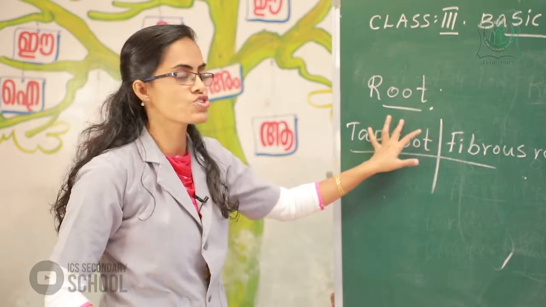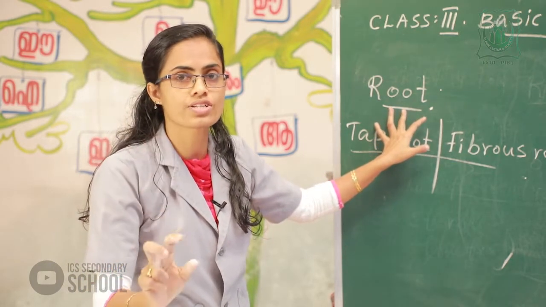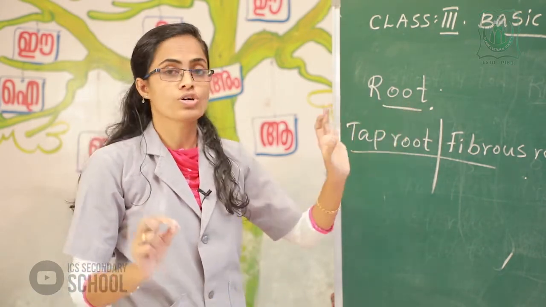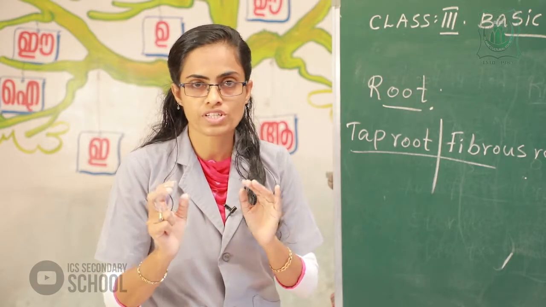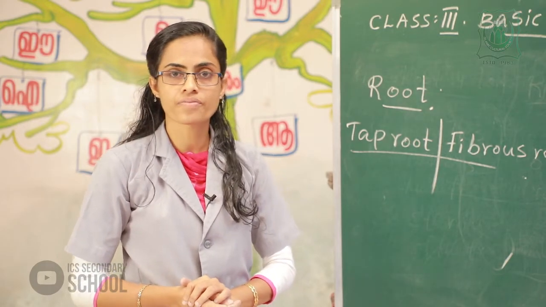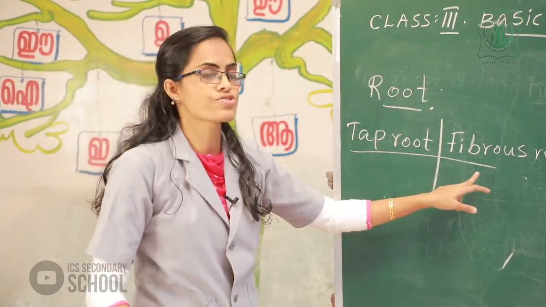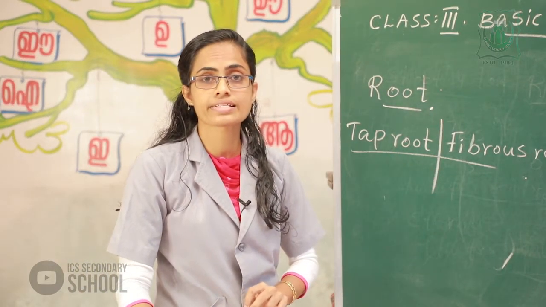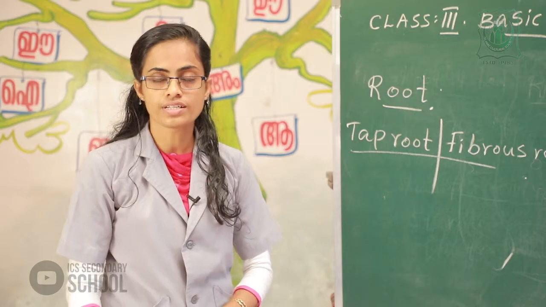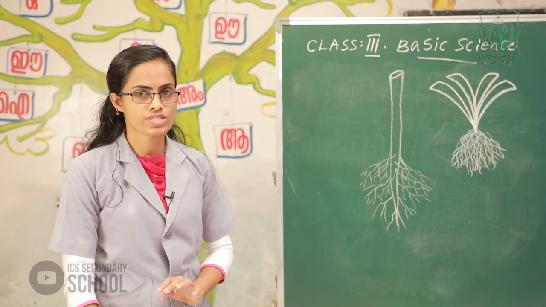Clear? Then what are the functions of root? To help the plant to remain fixed to the ground. And the next one, root takes water from the soil and sends it to other parts of the plant. Clear? These are the functions of root. And there are two types of roots, taproot and fibrous root. In your textbook, page number 150, there are two types of root, taproot and fibrous root.